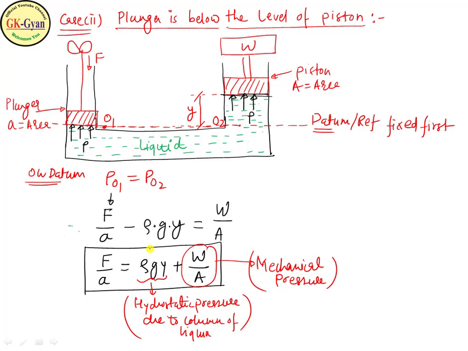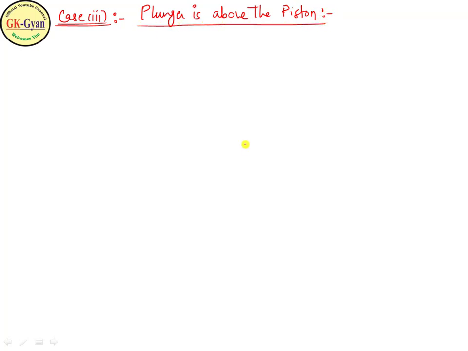Now we will move to case number 3. What is case 3? Case 3 is when the plunger is above the piston. Now we will draw the diagram.